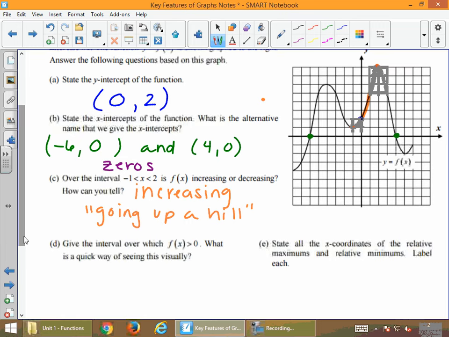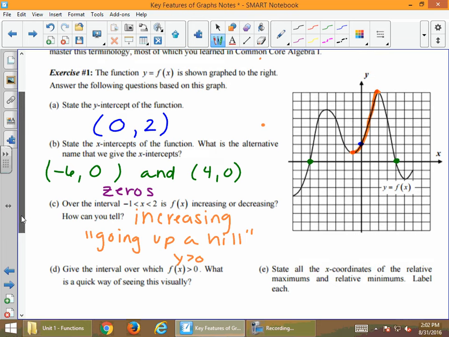Here it says, give the interval over which this function is greater than 0. Okay? And what did we say f of x is, a fancy form of? Y. So this is kind of asking, when are our y values bigger than 0? Well, just follow your graph. What are our y values here, starting out? Are they positive or negative? Negative, so they're less than 0.